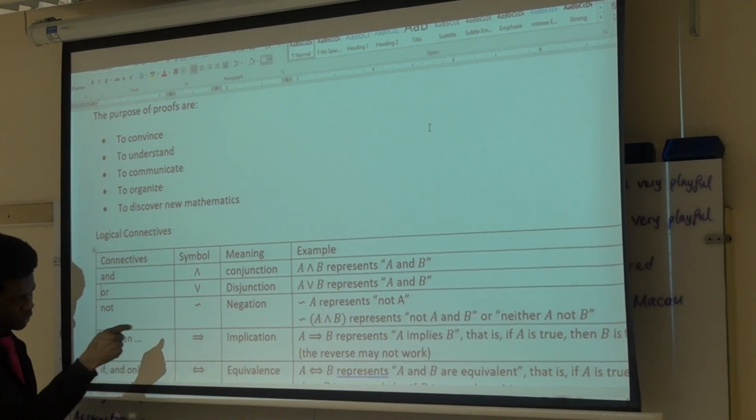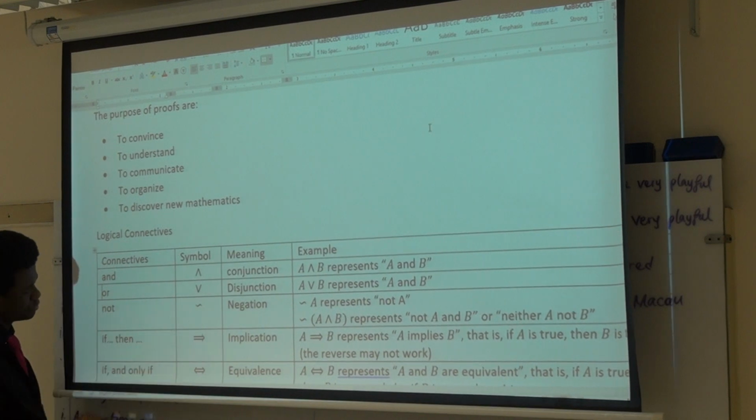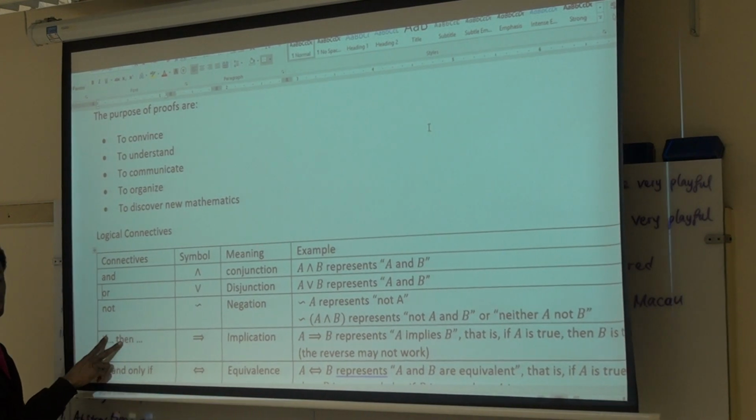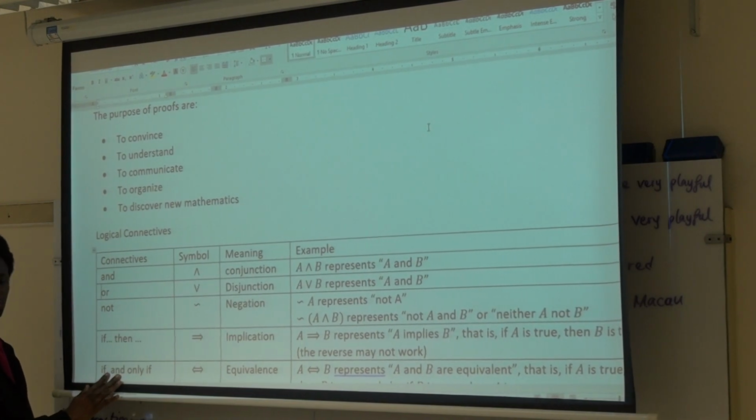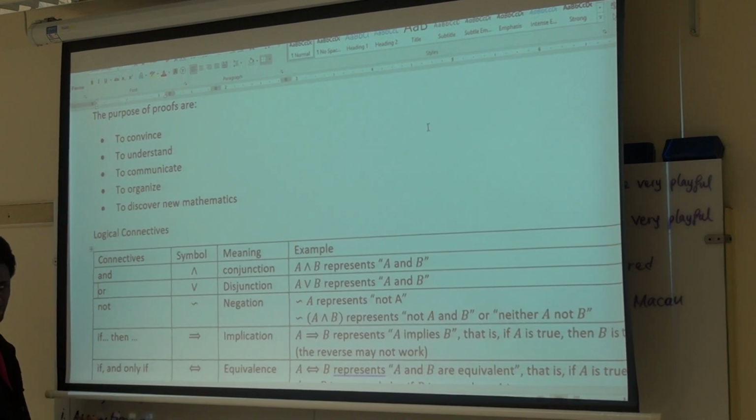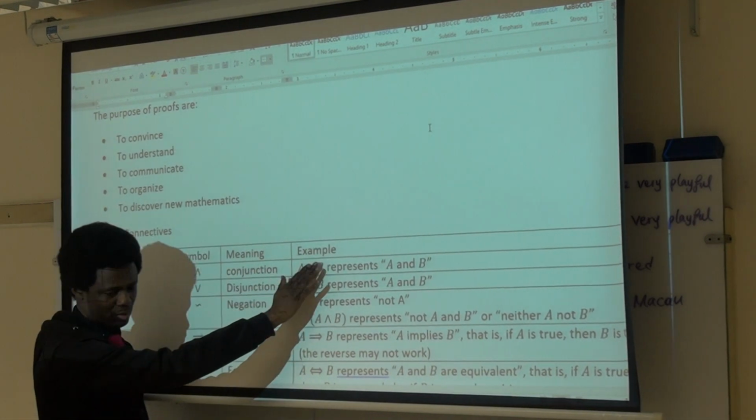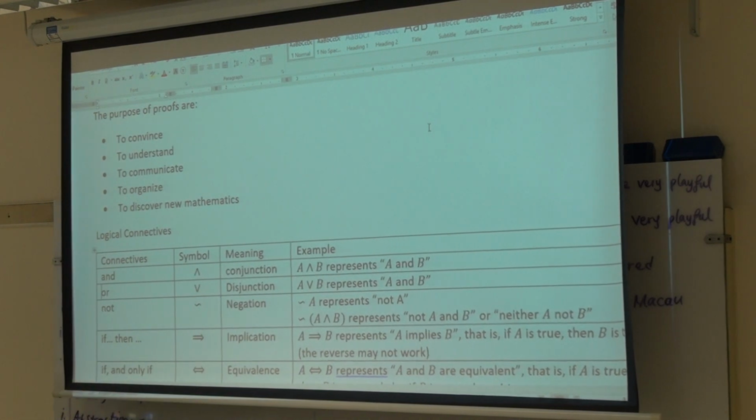But there's a new symbol in your book. It goes like this. This is if then, we call it implication. And this is equivalence, if and only if. I'll try to tell you the difference between them. For example, I put an example here, so I'll be sharing this with you also.